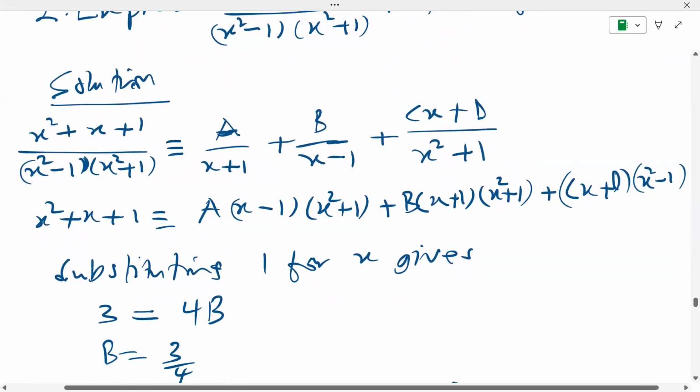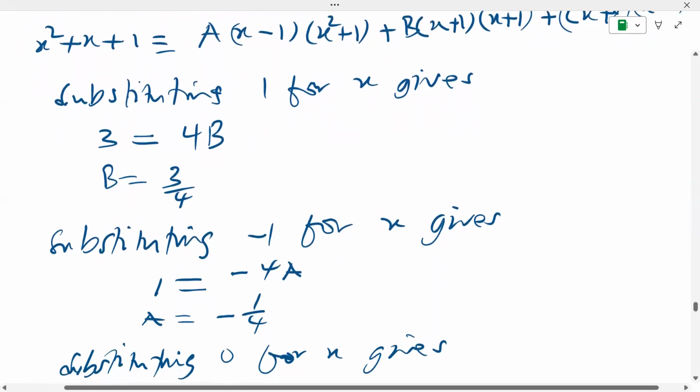Now, we want to substitute 1 for x. So when we do that, put 1 here, put 1 there. When we put 1 here, this will be cleared. We put 1 here, this will be 2. Put 1 there, this will be 2. 2 times 2 is 4. So 4B equals 3. 1 plus 1 plus 1, 3. And then we put 1 there, this goes away. So our B will be 3 on 4.